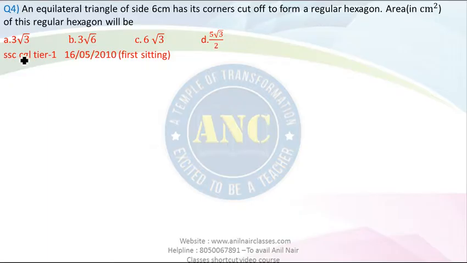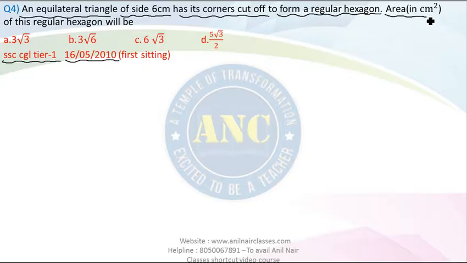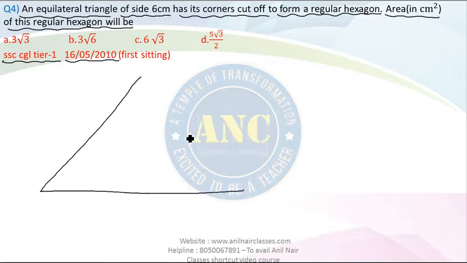Fourth question. SSC CGL Tier 1 question in the year 2010. Let us see this question. An equilateral triangle of side 6 centimeter has its corner cut off to form a regular hexagon. Area of this regular hexagon will be how much? That means they are saying that there is a beautiful equilateral triangle, sir. Probably diagram is not drawn to the scale.